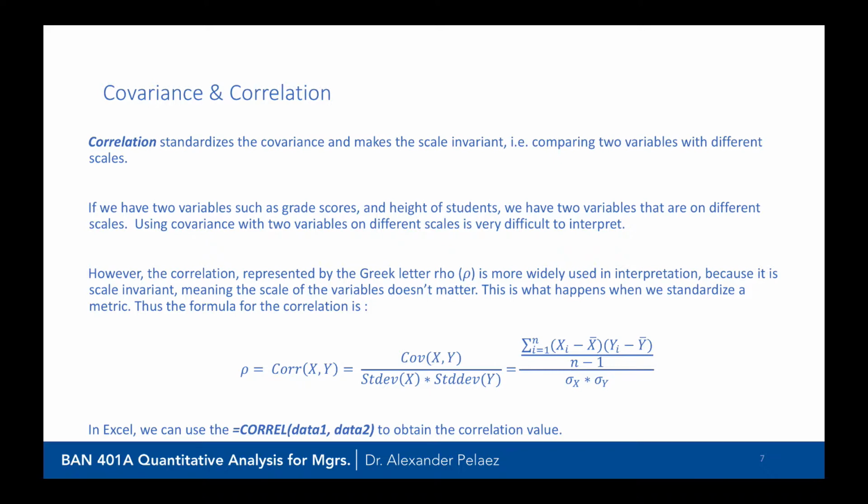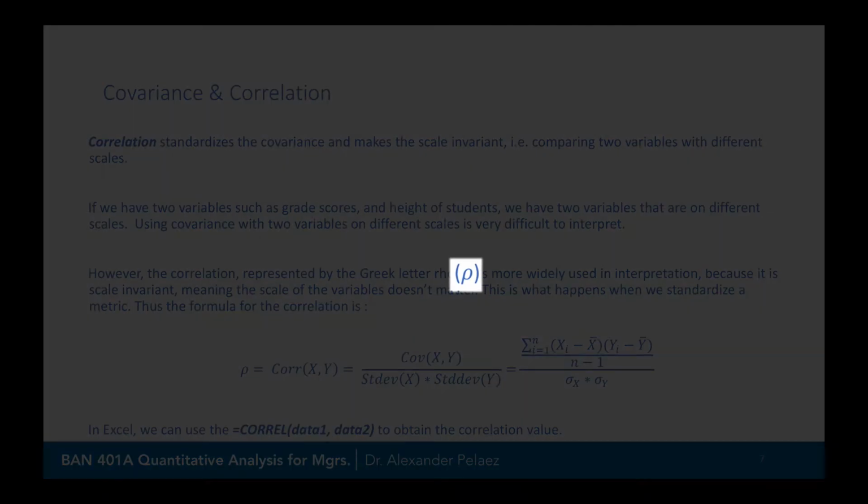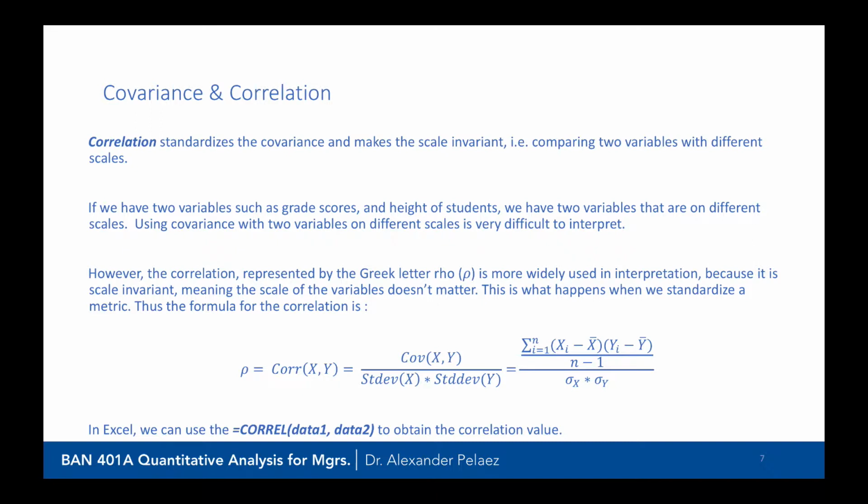Correlation is represented by the Greek letter rho, which looks like that little p, and it is much more widely used in interpretation. And that's because of this scale invariance, and we've heard this notion of two variables being correlated, and this is where it comes from. So this making it scale invariant is what happens when we standardize a metric. And standardizing a metric is really going to have to do with dividing it by its standard deviation.